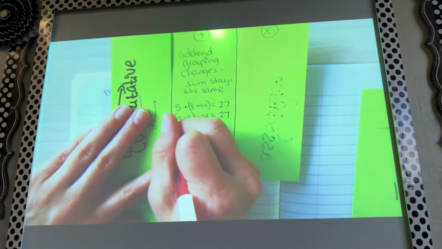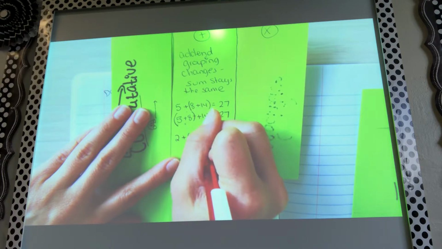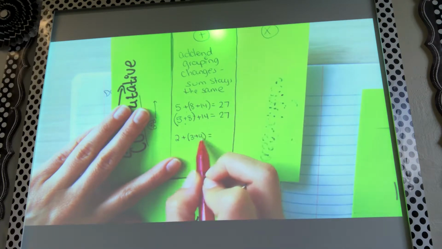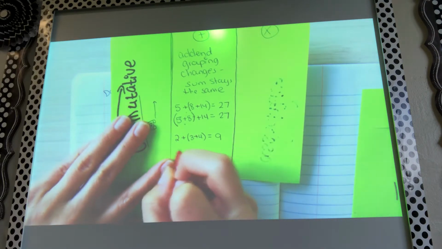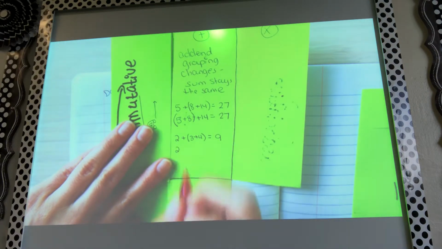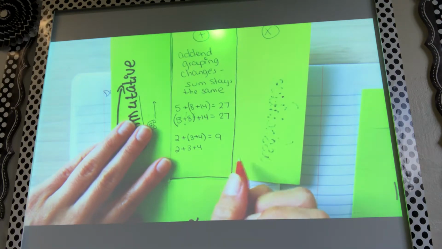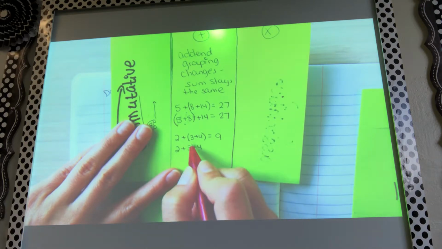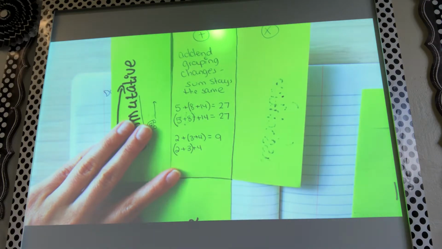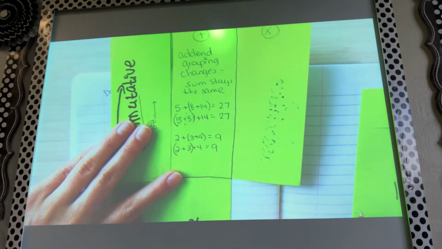And I could do 2 plus parenthesis 3 plus 4, and that gets me 3 and 4 is 7, plus 2 more is 9. Now watch, my add-in order is 2 plus 3 plus 4. I'm going to move my grouping, not my add-ins, they're in the same order. I move my grouping. And now I have 2 plus 3 is 5 plus 4 is still 9.